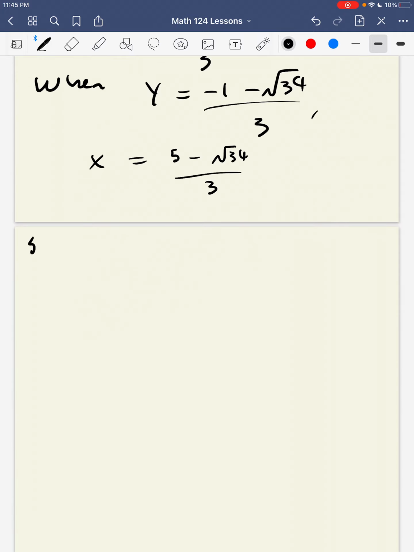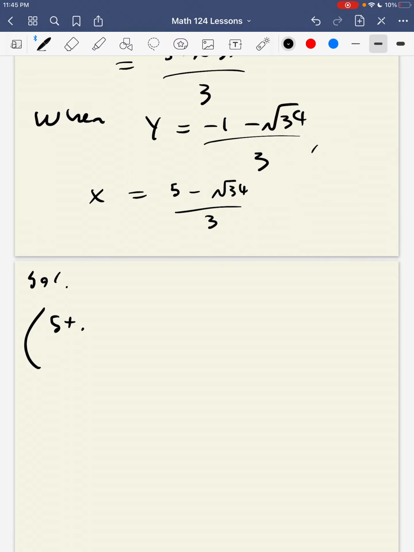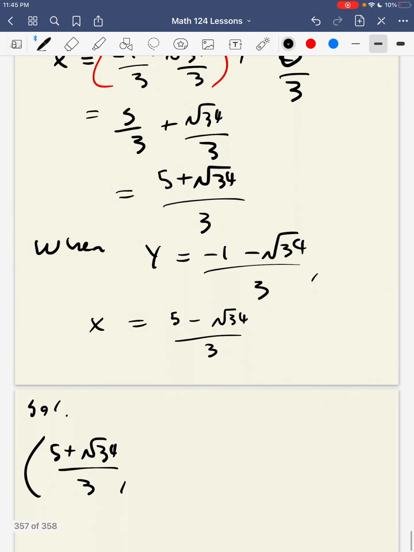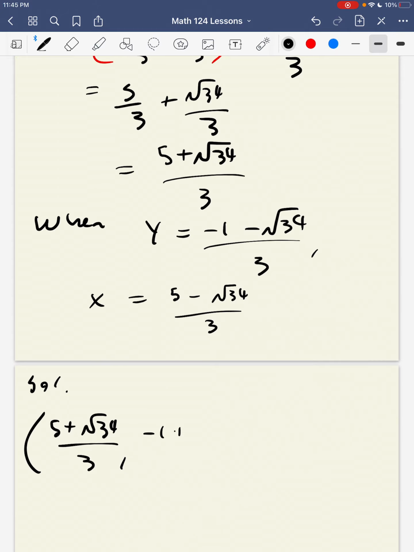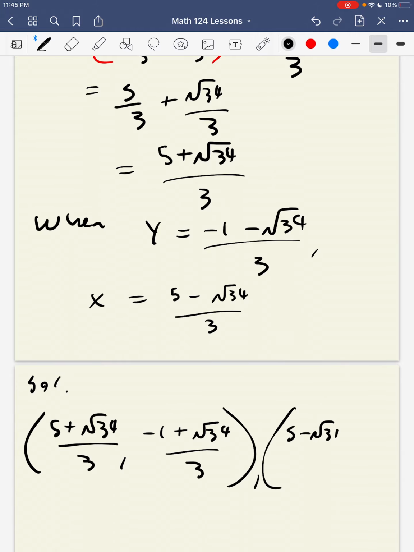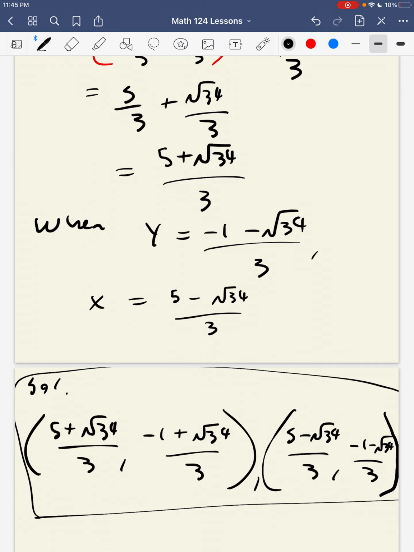Okay, so the solution, we will write either x is 5 plus root 34 over 3, and then y, that was corresponding to when y was -1 plus root 34 over 3, or we have 5 minus root 34 over 3, that was corresponding to when y was -1 minus root 34 over 3. And that is the solution.